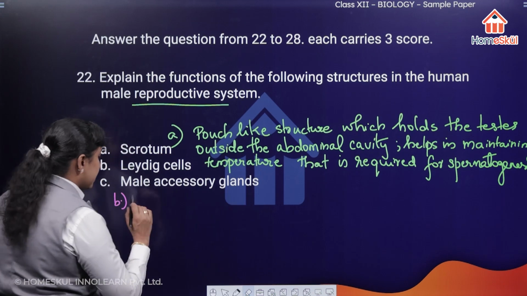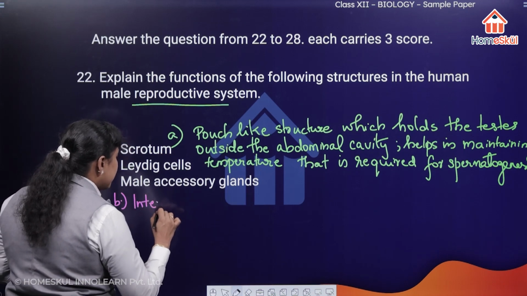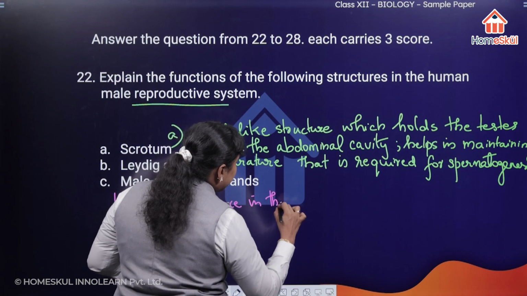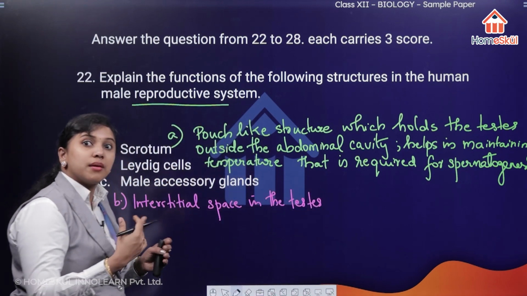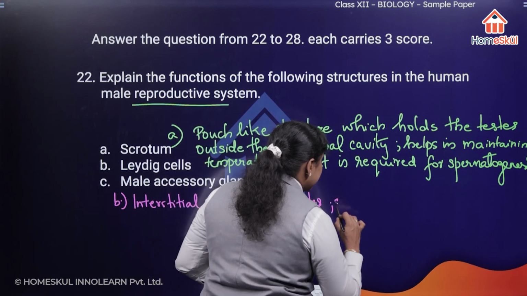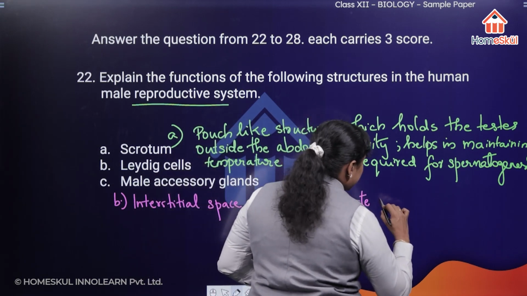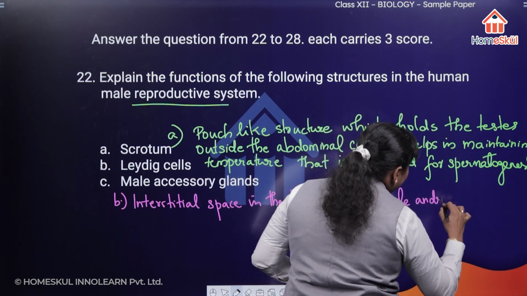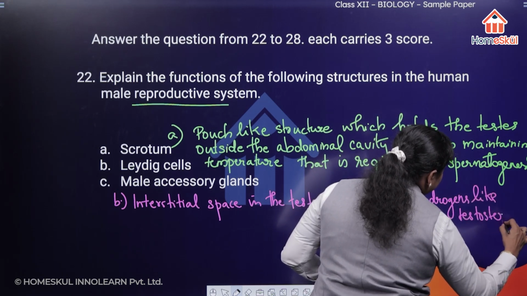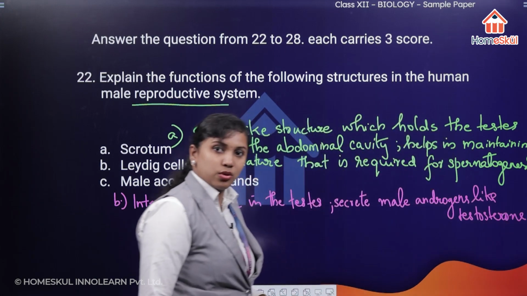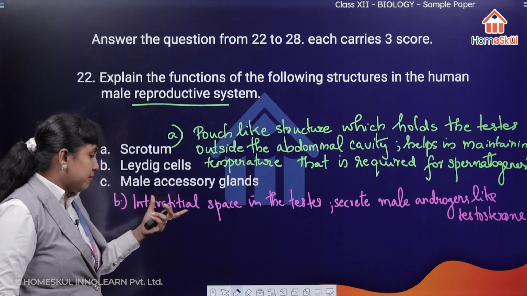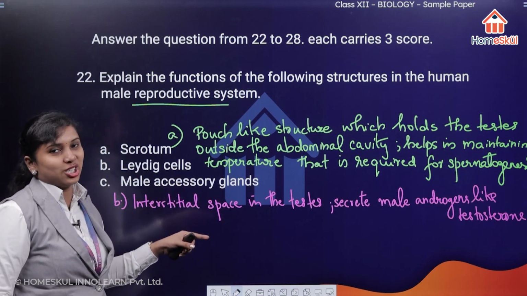So, these are present in the interstitial space in the testis. That is, in between the seminiferous tubules, you can see the Leydig cells. And what is the function of these Leydig cells? These Leydig cells secrete the male androgens, like testosterone. The male sex hormone, testosterone, is secreted by the Leydig cells, which are seen in between the seminiferous tubules, that means the interstitial space, and they are basically known as interstitial cells.